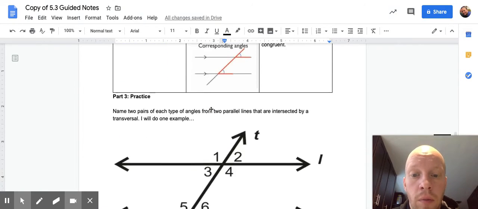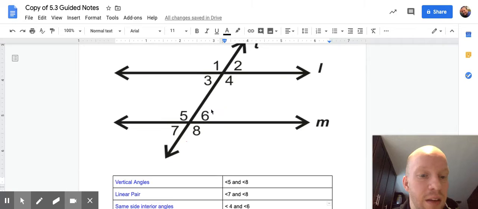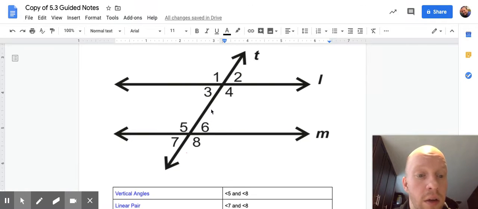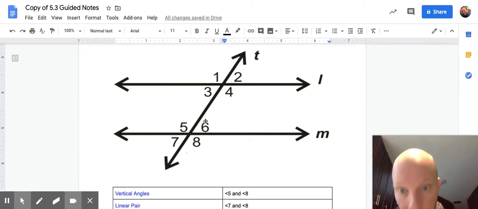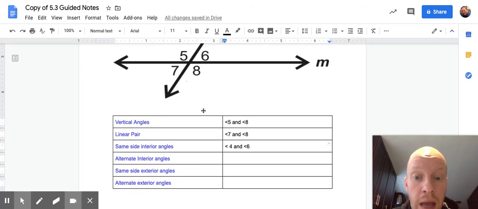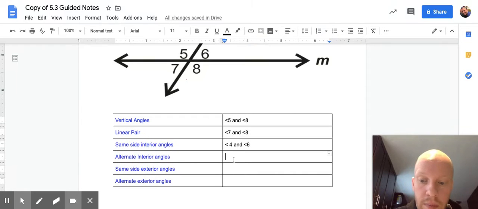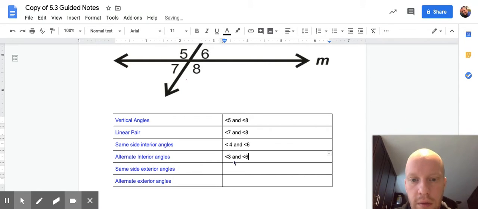So I'm going to go back down here. Alternate means they are on opposite sides of the transversal and they're on the inside. So angles 3 and 6 are opposite, right? They're not on the same side, but they're both on the inside. So I can write down angles 3 and angle 6. So again, you're going to have to give me one more. I'm kind of understanding how to do this now.